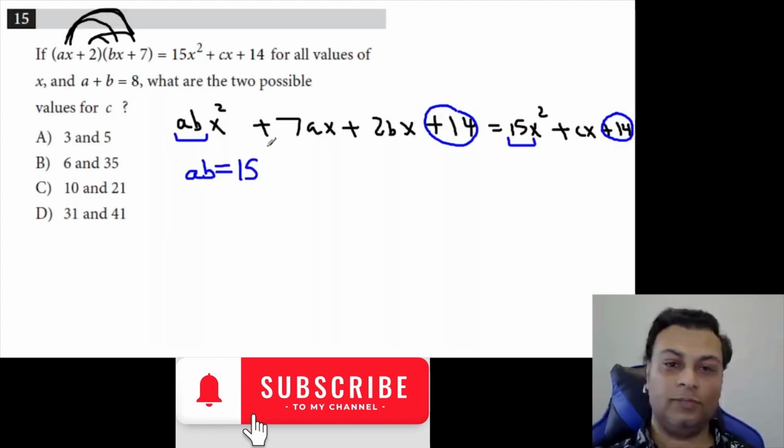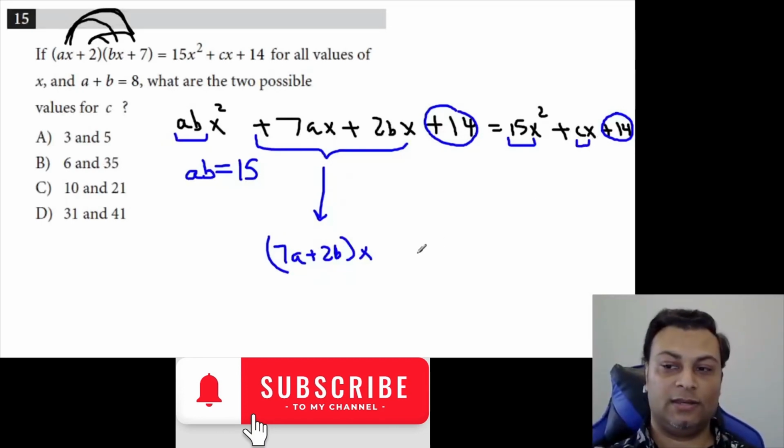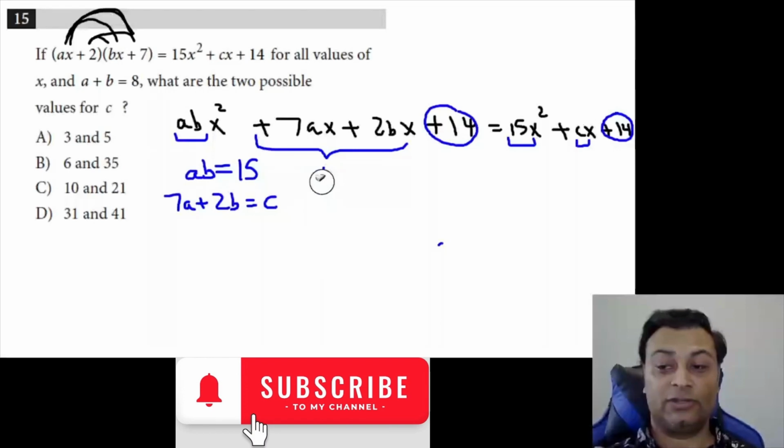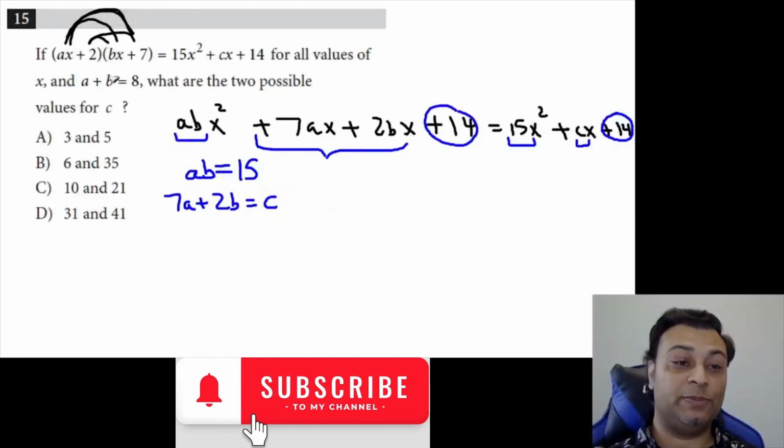Furthermore, this middle part here, you can rewrite it as 7a plus 2b times x if you add the coefficients. And that's the same as c times x. So now we have another equation, which is that 7a plus 2b is c. Okay, so we have these two equations to work with. And we also have the fact that a plus b is 8. Okay, that's another equation. I should have written that out too. A plus b equals 8.